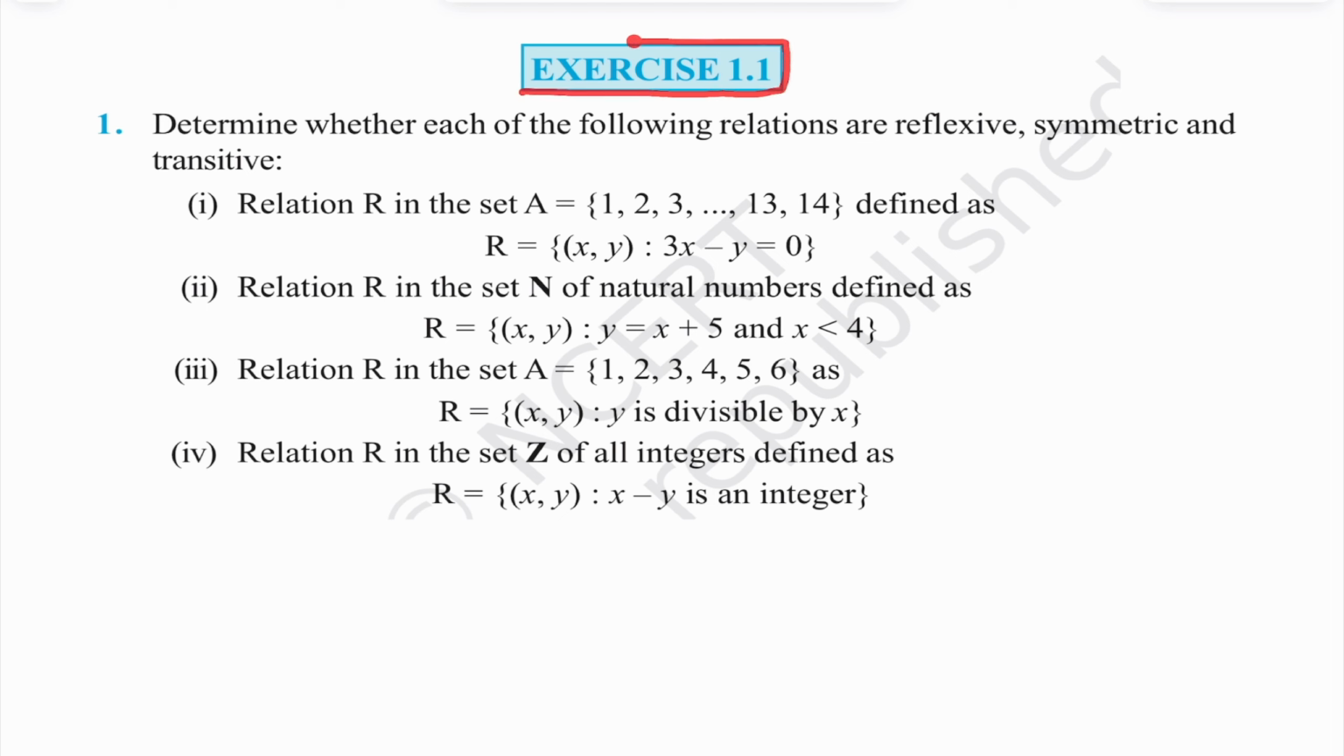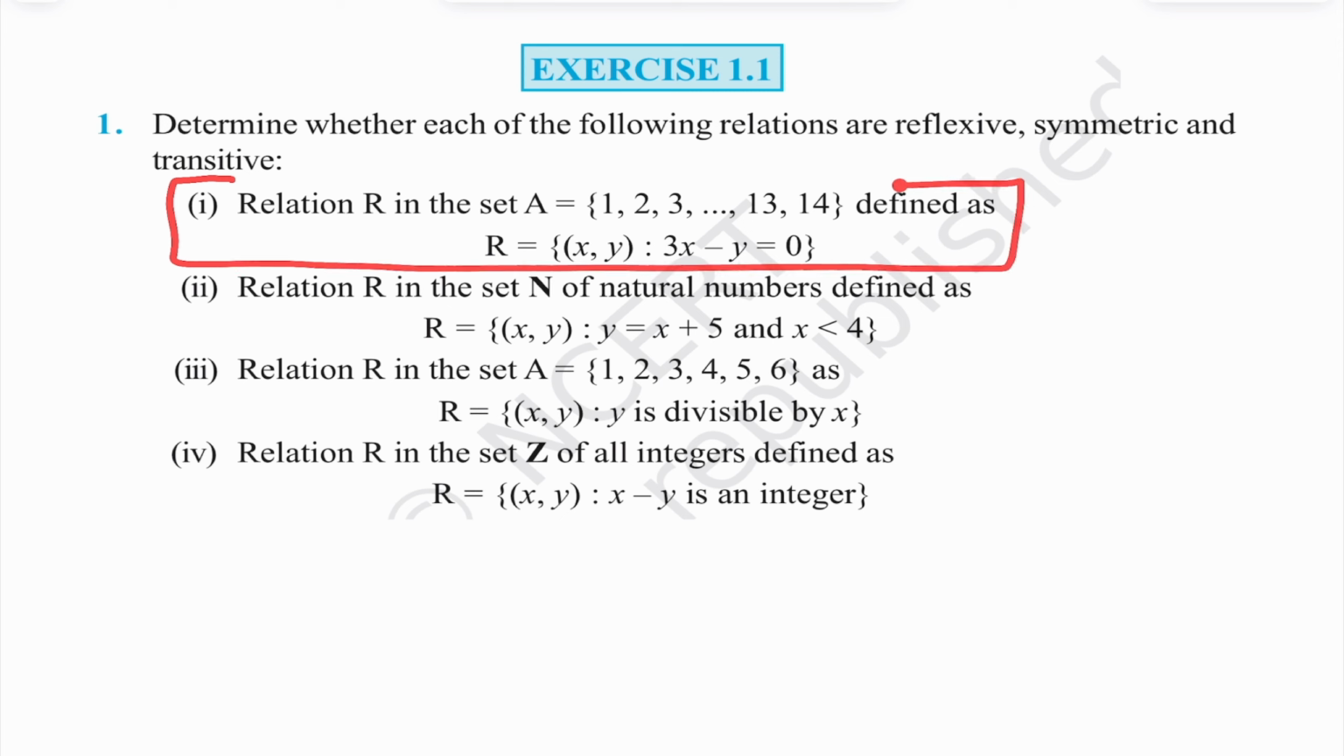Exercise number 1.1, question number 1. What they are asking in all these questions is to determine whether each of the following relations is reflexive, symmetric, transitive. That means we'll take one relation first and then check whether that relation is reflexive, symmetric, or transitive. These things we'll check for each bit in this first question.